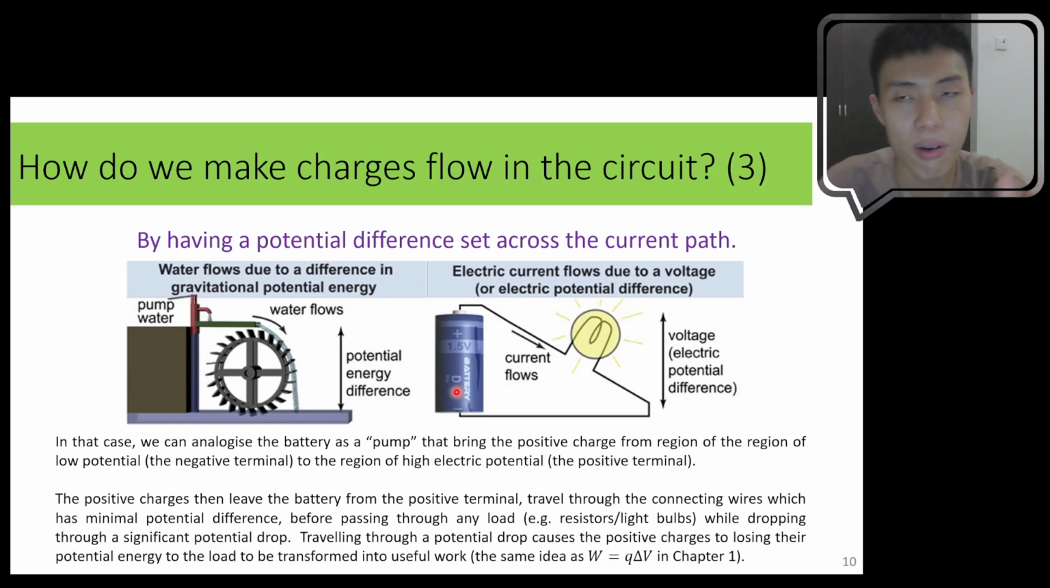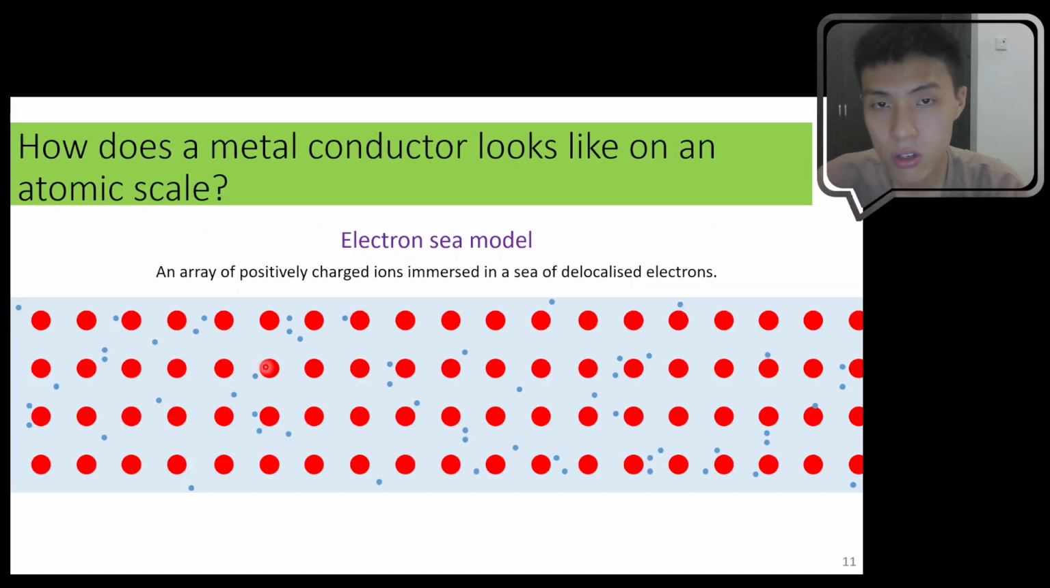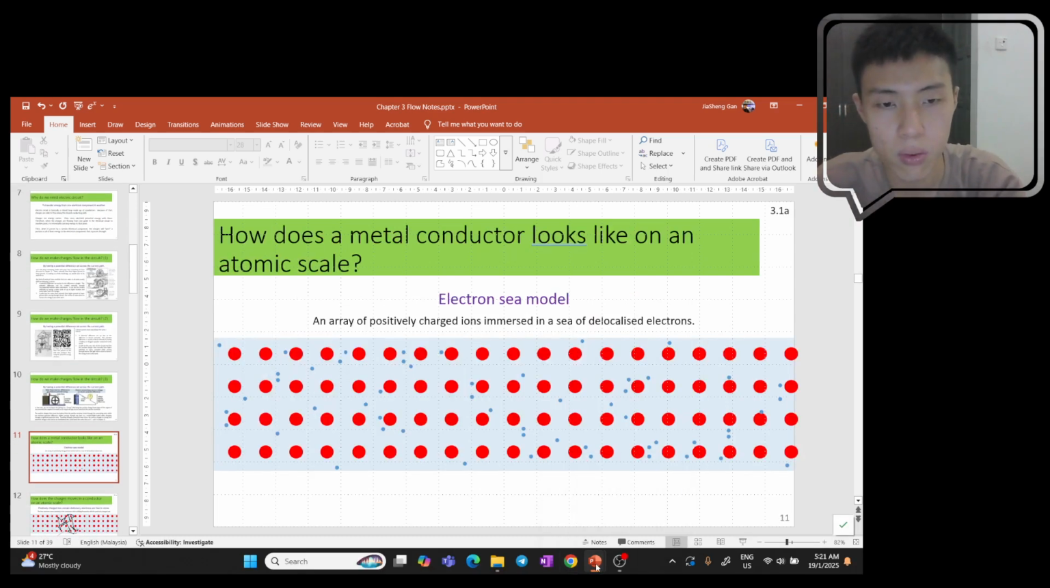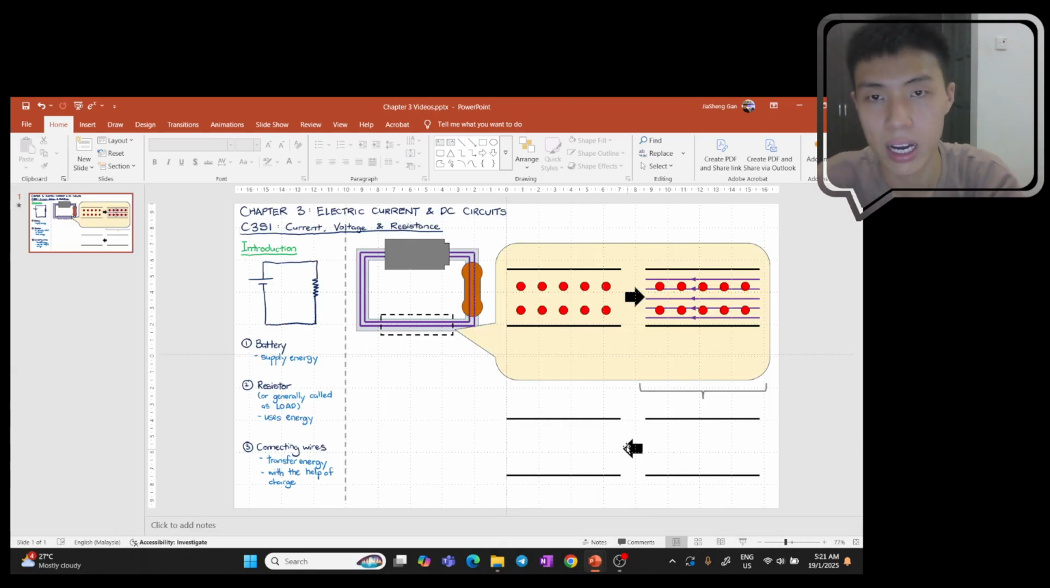Okay, so this is a rough idea of how you should think of a circuit. Think of it as if it's similar to a water pump, water flow, and water turbine kind of analogy. Okay, so next we are going to continue with the notes again, where we're going to talk about current for now.